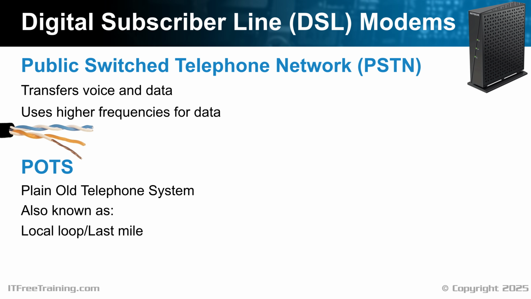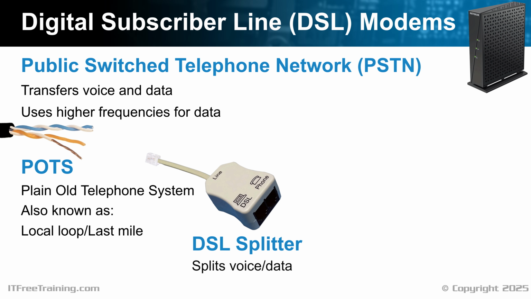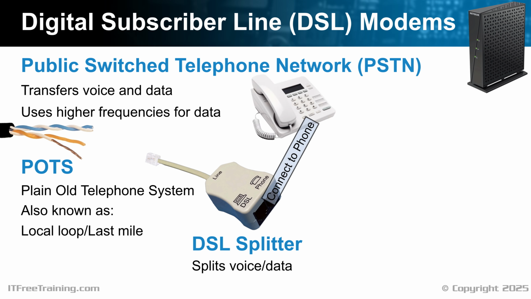Keep in mind that voice and data travel over the same line. In order to separate the two, a DSL splitter is used. A DSL splitter essentially divides the signal into two, the data and voice parts. In order to use it, plug your phone into the DSL splitter's phone plug. If you are not using a splitter, you will still be able to use your telephone, but you will hear a high-pitched noise on the telephone.